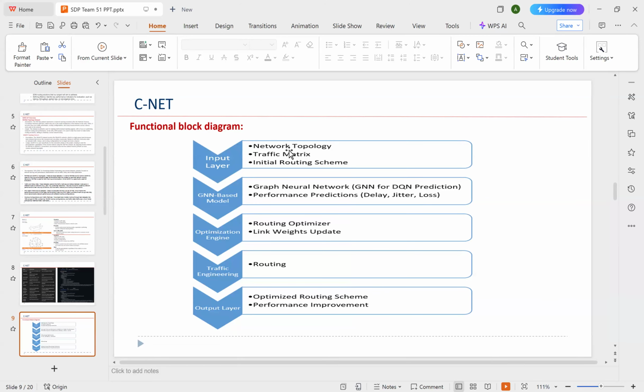So this is the functional block diagram. You can see that our GNN based model focuses on three things: delay, jitter, and packet loss. After that, the optimizing routing engine will be performed, and the link weights will be automatically updated. Again the routing optimization happens, and then the output performance will be automatically improved.